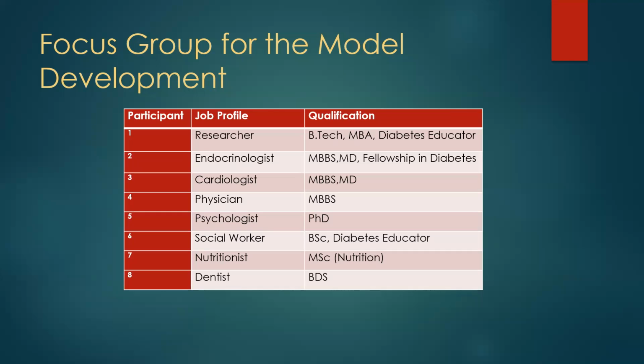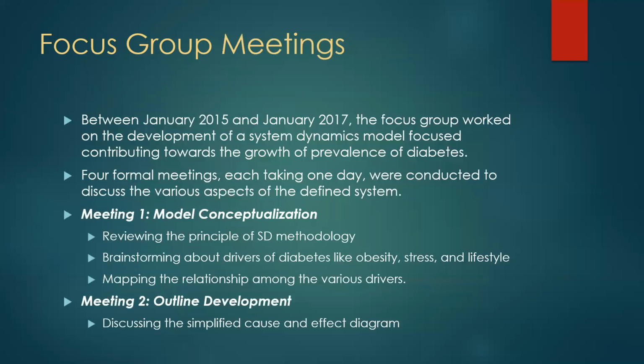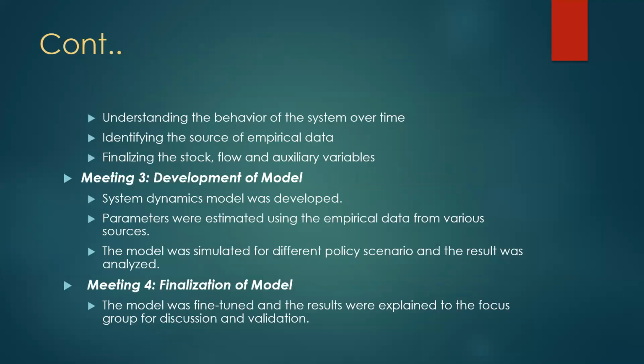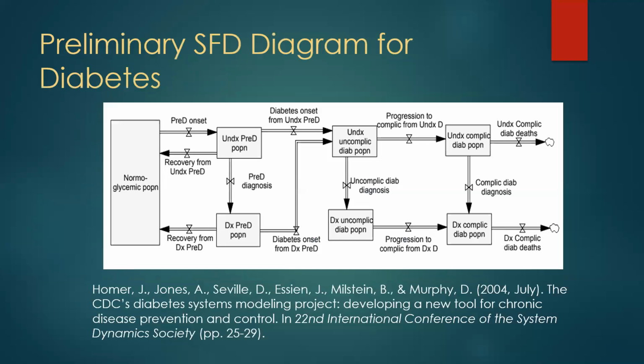If it is too large, it is very difficult to build consensus. The focus group meetings were like this: Meeting 1 was model conceptualization, Meeting 2 was outline development, Meeting 3 was development of the model, and Meeting 4 was finalization of the model.